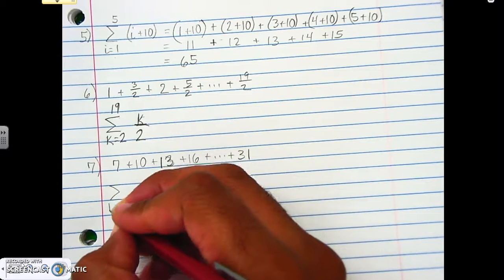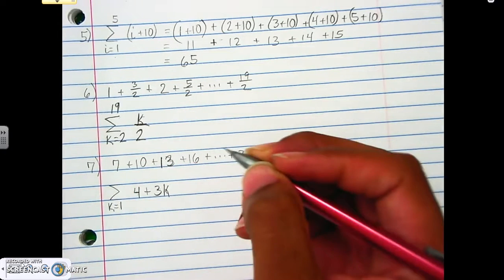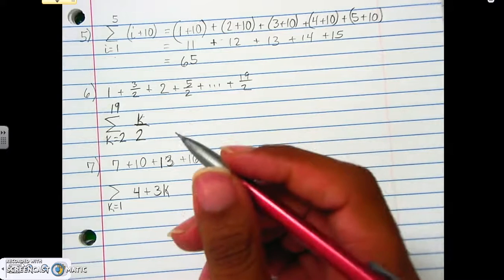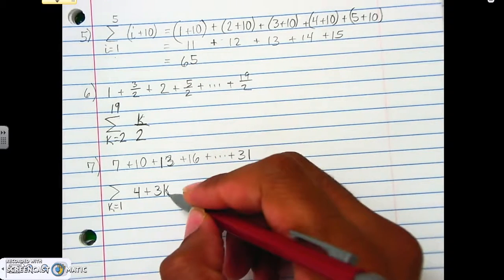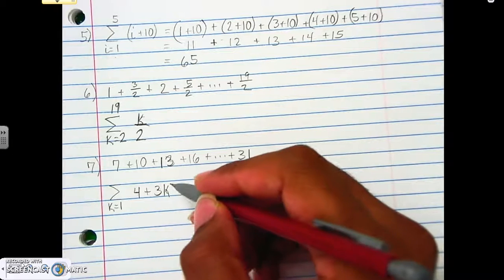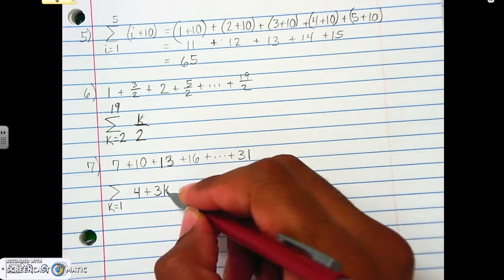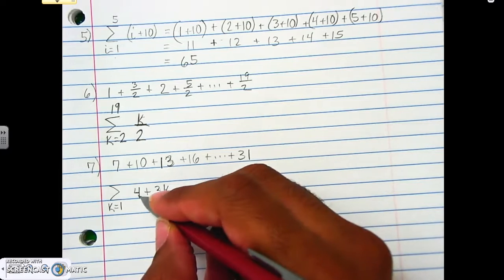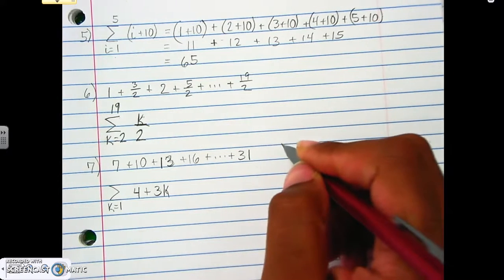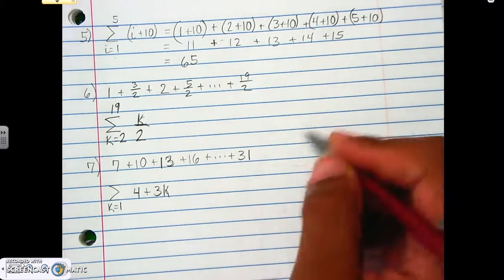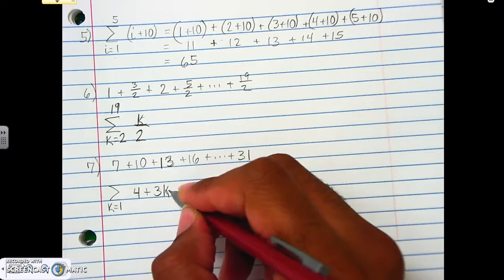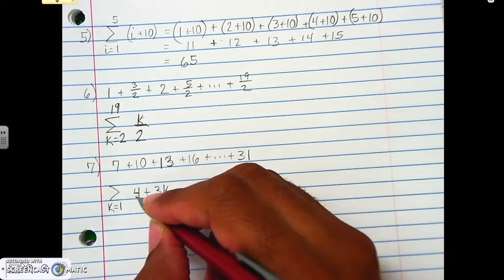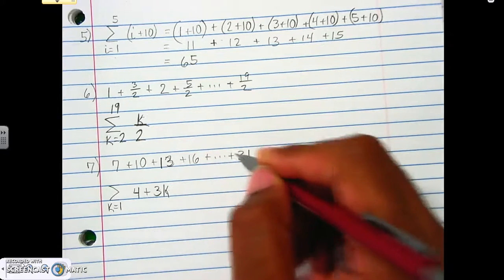So here, let's say k started off with 1. And then what would be the last number though? Let's just throw a number out there. Let's say 10. 3 times 10 would be 30 plus 4, which would be 34. So we need to go backwards. So let's try 9. So 3 times 9 is 27 plus 4. Hey, that's 31 right there. So let's do 9.